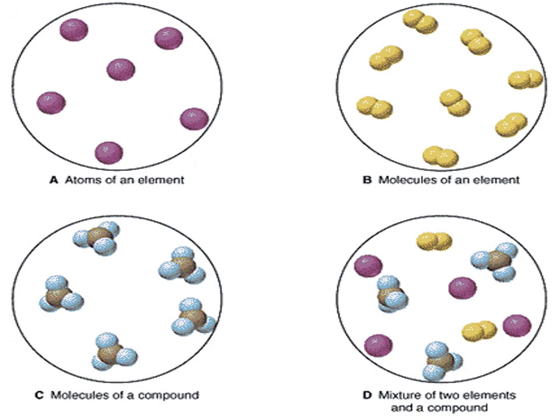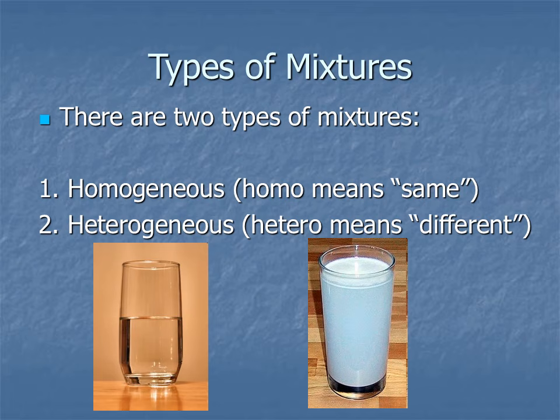Again, letter D is a mixture of two elements and a compound. So we have purple, the atoms of an element, we have yellow, which is the molecules of an element, and then we have the compound. So there's a couple different types of mixtures. There's homogeneous and heterogeneous. Remember, homogeneous means same and hetero means different.